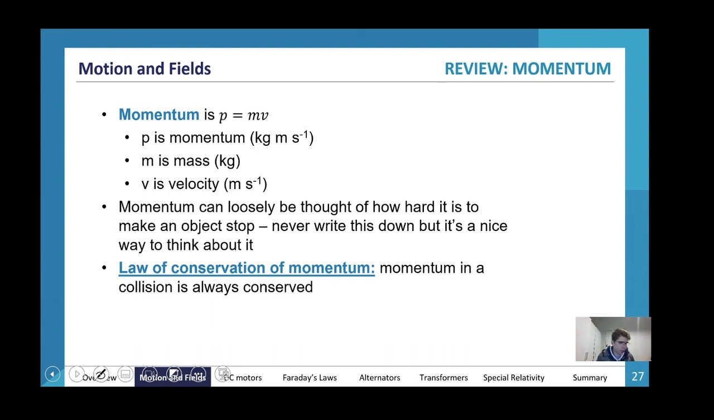Now, let's talk about momentum for just a little bit. Momentum is the mass in kilograms multiplied by velocity in meters per second. Momentum is loosely thought of as how hard it is to make an object stop.